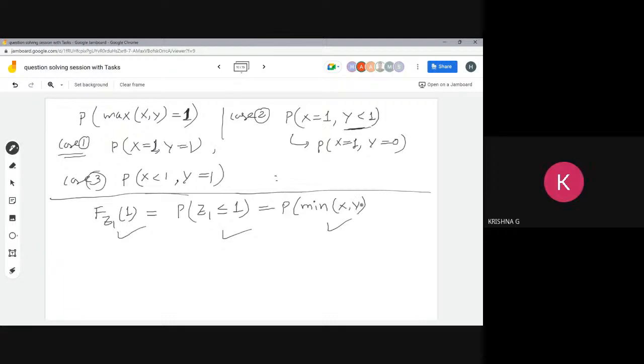How did you get from F_Z of one equals the probability of Z less than or equal to one? I'm asking about this. What is the probability of this? I'm asking this question. So is that the CDF, right? A capital F? Yeah, so that is the CDF. This is less than or equal to one. That's why it is less than or equal to one. If I give this one, then this becomes Z1 equal to one.